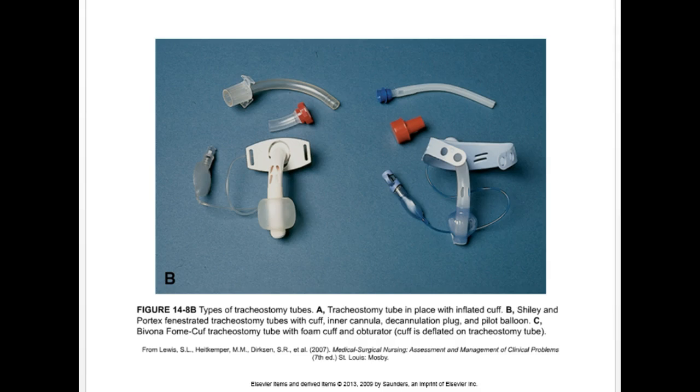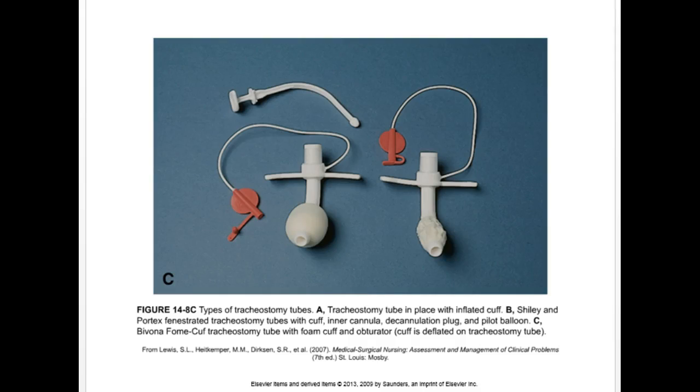In this picture, you see examples of different tracheostomy tubes that can be used. Some allow the patient to actually speak. Others are used more as a temporary type of tracheostomy. Others are used for patients who are going to be having a tracheostomy more permanently.